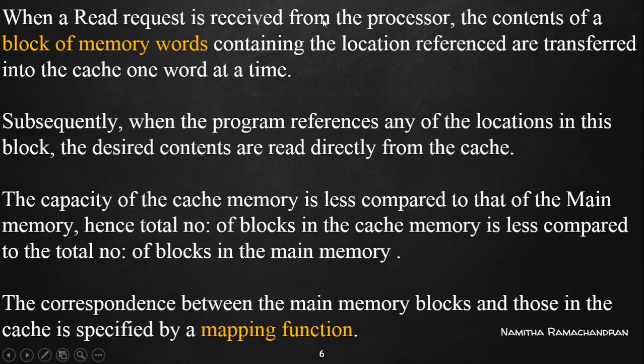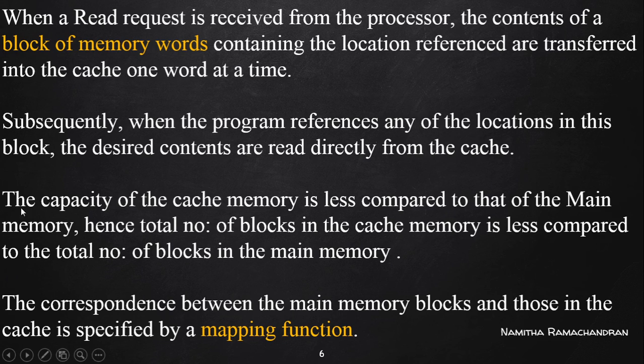When a read request is received from the processor, the contents of a block of memory words containing the referenced location are transferred into the cache one word at a time. Subsequently, when a program references any location in this block, the desired contents are read directly from the cache. So this is the working principle of our cache memory: one is temporal locality and the other is spatial locality.